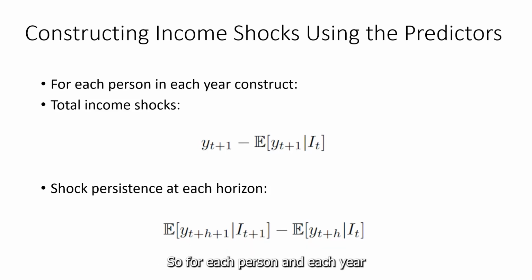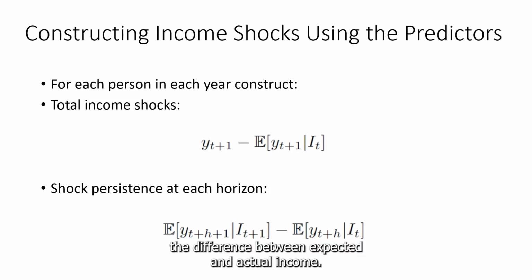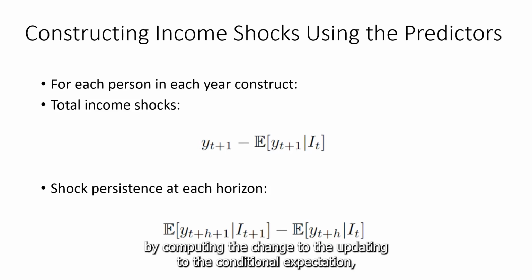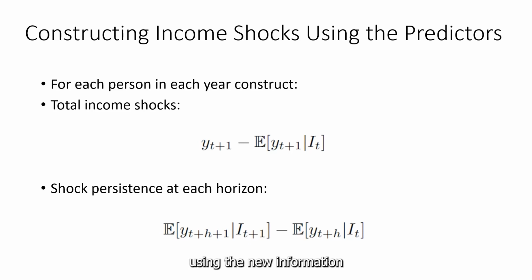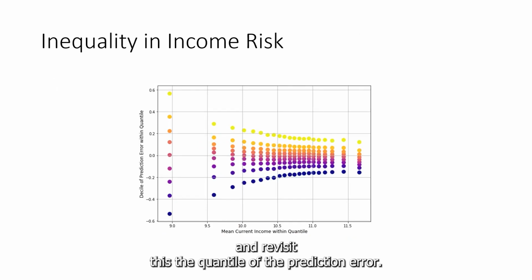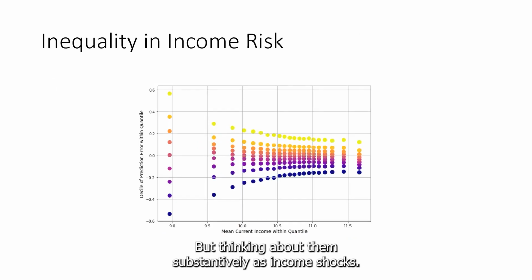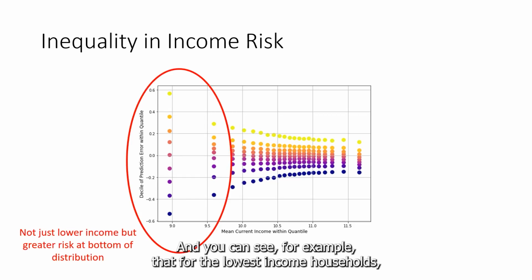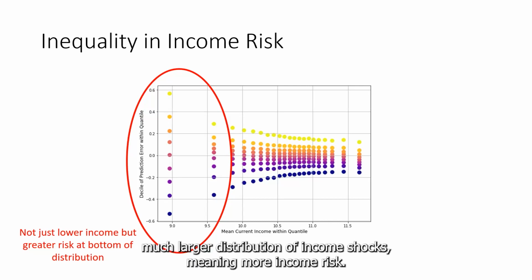So for each person in each year, we can construct the total income shock, the difference between expected and actual income. And we can also calculate the shock persistence at each horizon H by computing the change to the conditional expectation from updating it using the new information. So we can go back and revisit the quantiles of the prediction error, but thinking about them substantively as income shocks. And you can see, for example, that for the lowest income households, not only do they have low income, but they have a much larger distribution of income shocks, meaning more income risk.